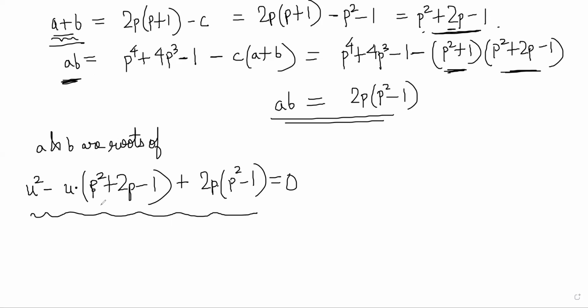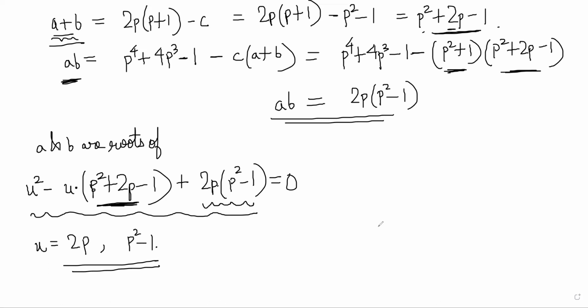A plus b is the sum, so I've written this here because of Vieta's relation. Minus b by a is the sum of the roots, and similarly c by a is this. We have taken a as 1 here, the first coefficient. So we can easily solve this, and we can see that u can be 2p or p square minus 1, right? q is equal to 2p or p square minus 1, which are basically the two roots.